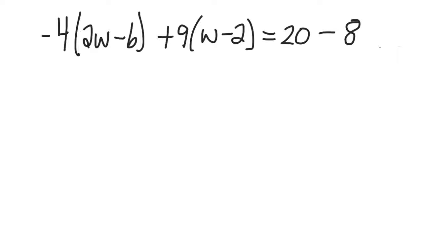Let me walk you through this problem. Negative 4 times 2w minus 6 plus 9 times w minus 2 equals 20 minus 8.